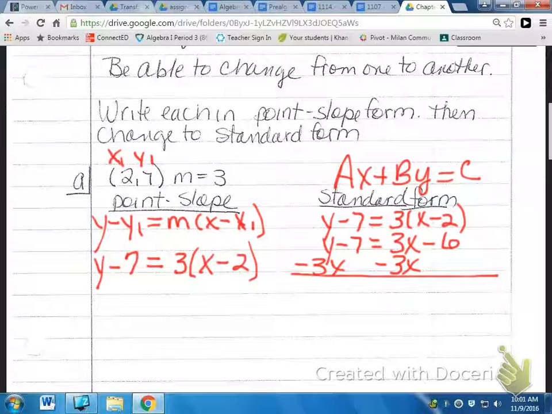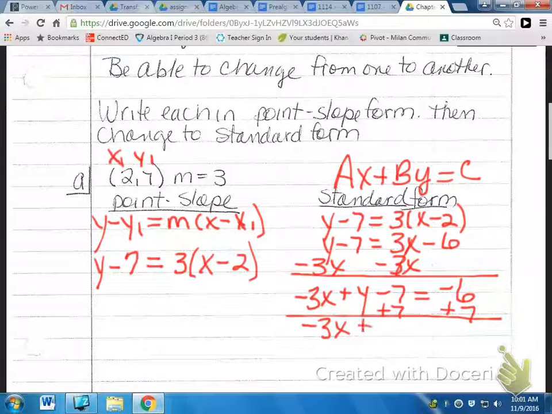Now I have negative 3x plus y minus 7 equals negative 6. It's looking a little closer to standard form. I have my x term first, my y term second. I need to have the 7 over on the other side, so you add 7. Negative 3x plus y equals 1.